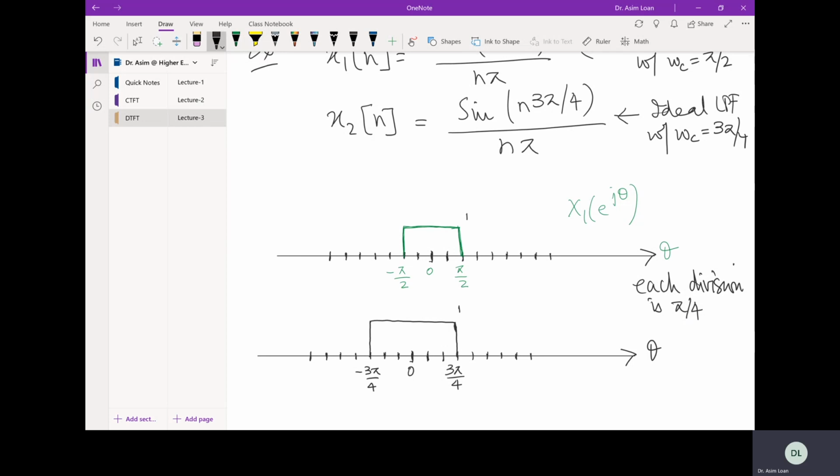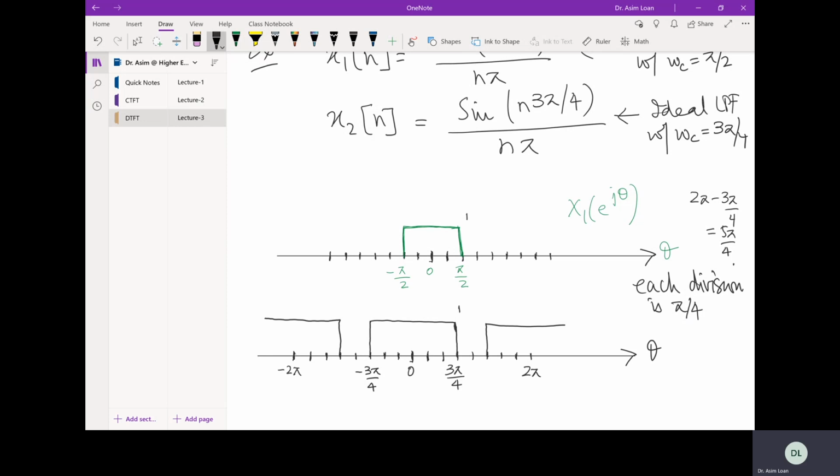So since this repeats at 2 pi, this would be 2 pi, and 2 pi minus 3 pi by 4, which is 5 pi by 4. So 3, 4, 5, 6, 7, 8. This is 2 pi, and there is an eighth one over here too, minus 2 pi. Okay.